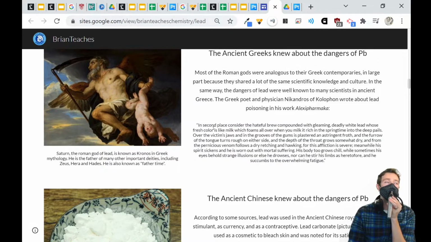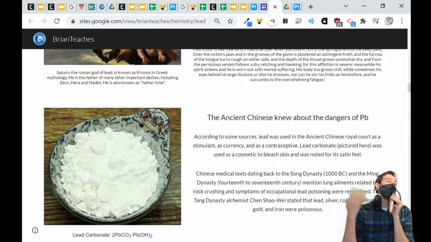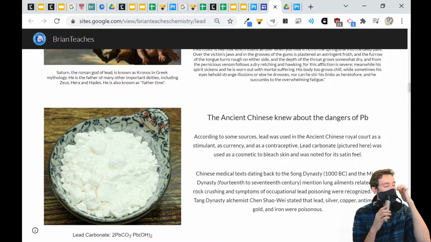This is lead poisoning. So they knew about it. They knew about it. Maybe they didn't know about it till later. Yeah, probably not, because the Chinese, did the ancient Chinese know about it? Yeah, they knew about it too, but they still used it.